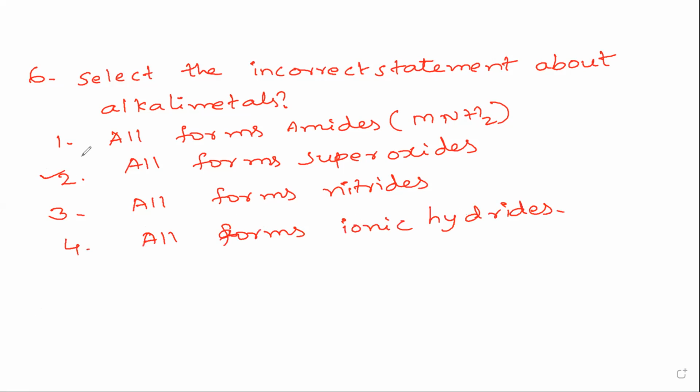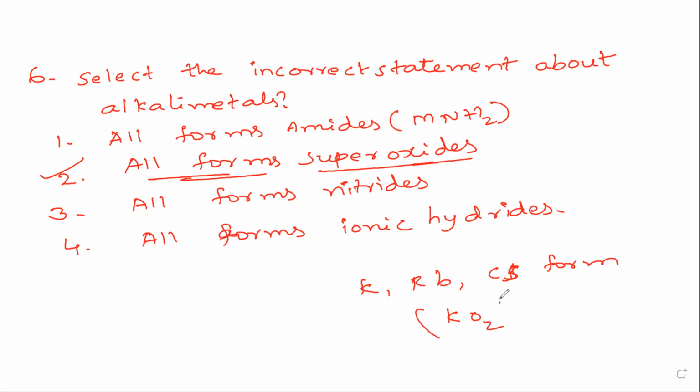So second option is wrong because all will not form superoxides, only potassium, rubidium, and cesium. Potassium, rubidium, and cesium alone form superoxides like KO2, RbO2, and CsO2. Sodium and lithium cannot form superoxides. The remaining alkali metals will not form superoxides. So second option is wrong.